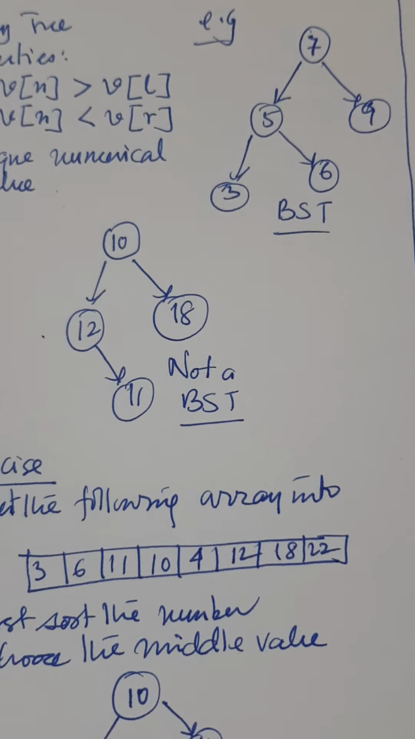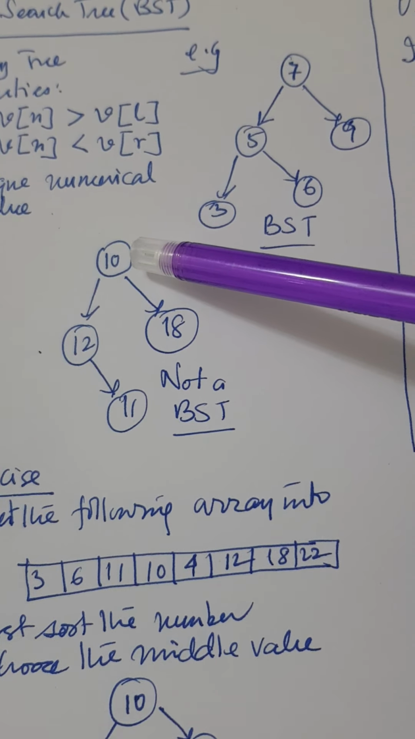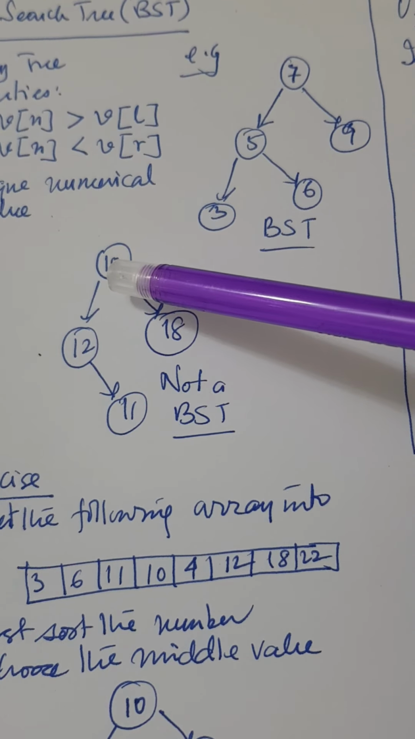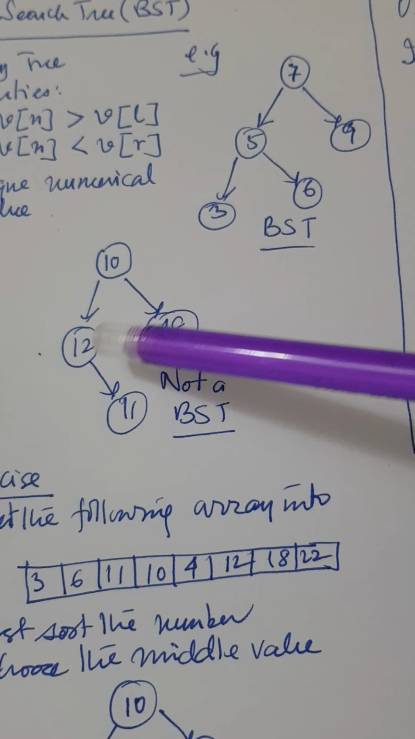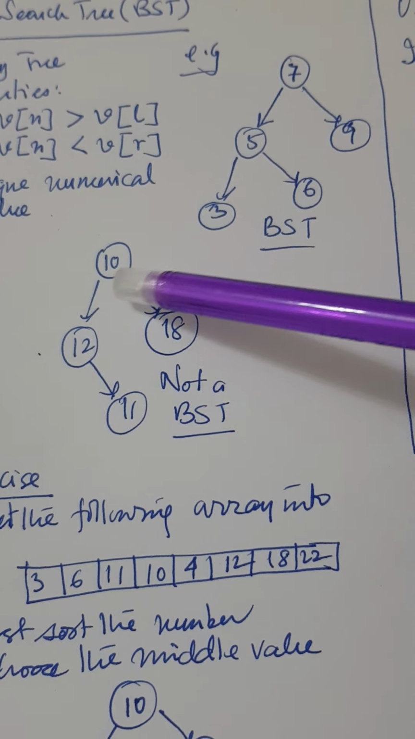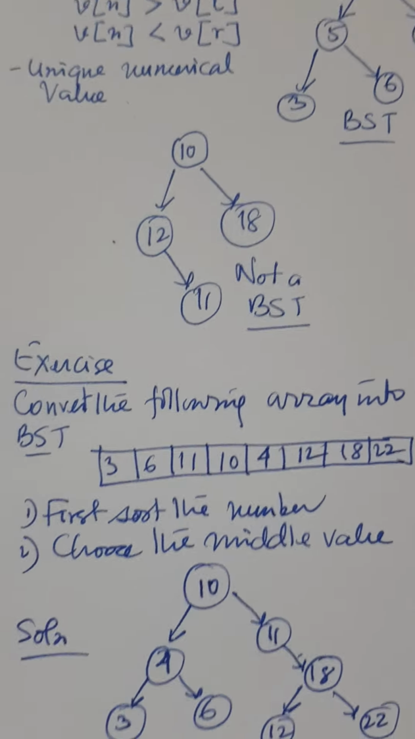But take a look at this one. I said that this is not a binary search tree. Why? Because for 10, the left is actually higher than 10, and the right is also higher than 10, but the left child cannot be greater than 10. That's the reason it violates the properties of a binary search tree, so you cannot call it a binary search tree.